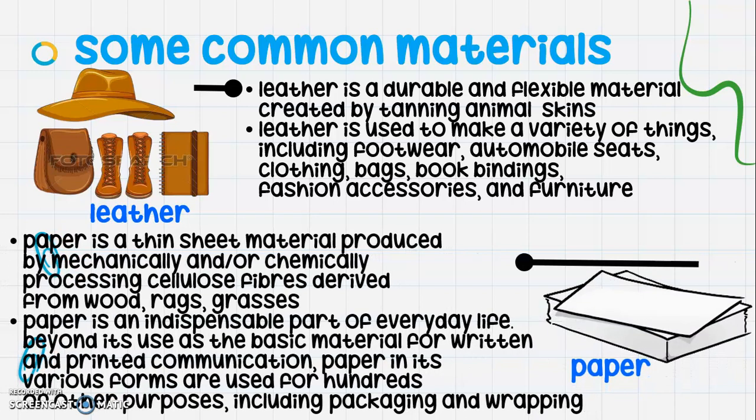Paper. Paper is a thin sheet material produced by mechanically or chemically processing cellulose fibers derived from wood, rags, and grasses. Paper is an indispensable part of everyday life. Beyond its use as the basic material for written and printed communication, paper in its various forms is used for hundreds of other purposes, including packaging and wrapping.